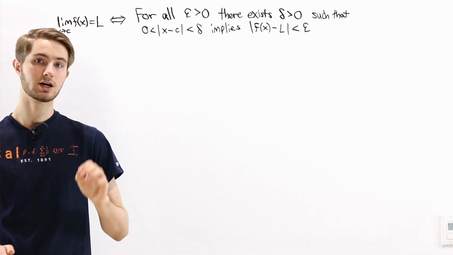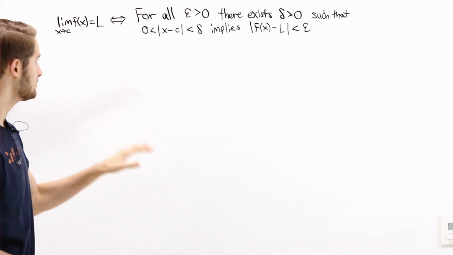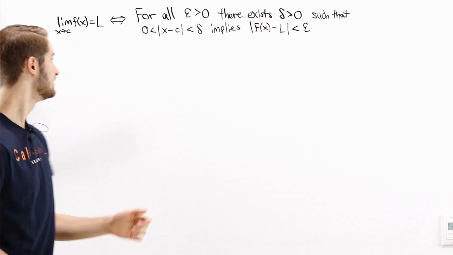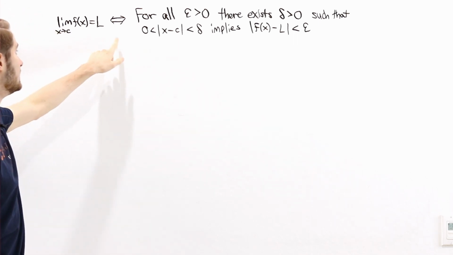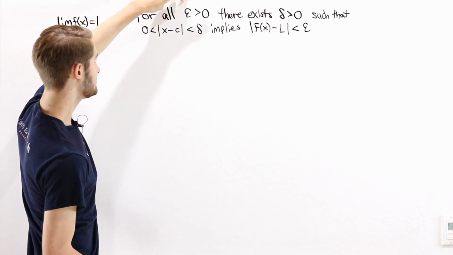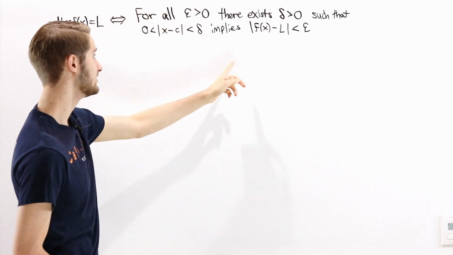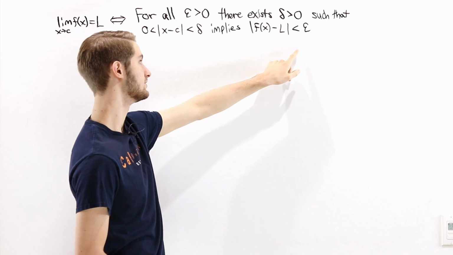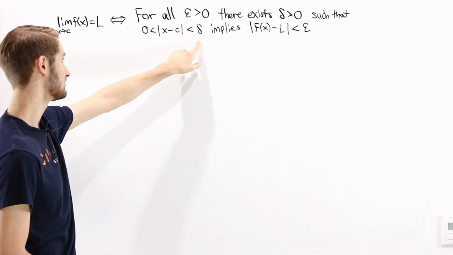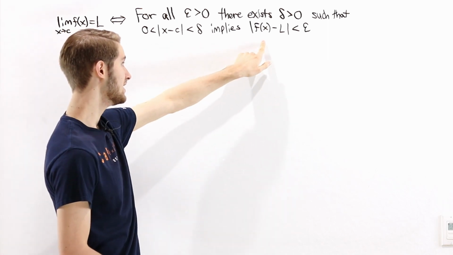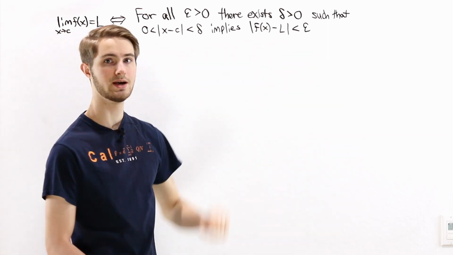So we are going to talk about limits. You might have seen the epsilon-delta definition of a limit, which says that the limit as x approaches c of f of x equals L, if and only if, for every number epsilon greater than 0, there exists another number delta greater than 0, such that if the distance from x to c is less than delta, then the distance from f of x to L is less than epsilon.